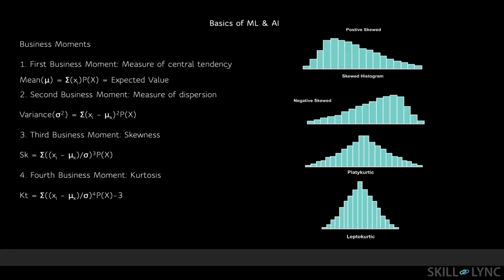Let's start with this. These are the 4 business movements. Okay, guys. First one is pretty simple. Measure of central tendency, which we have learned, which is mean, right? Second business movement we have already learned, which is measure of dispersion, which is variance. Third business movement is skewness.